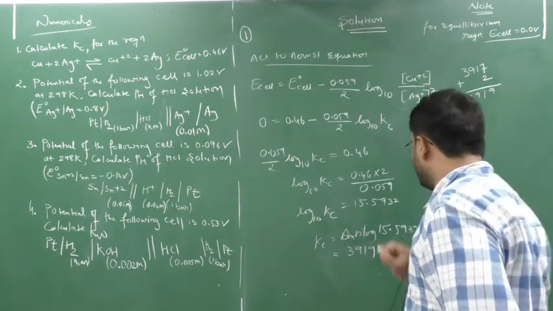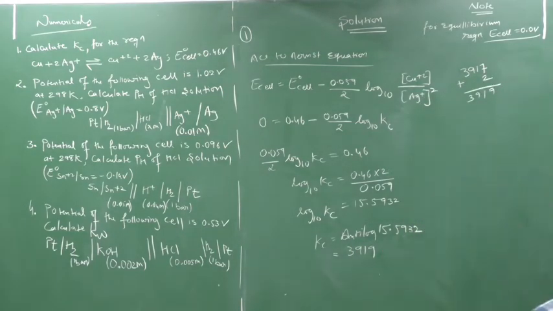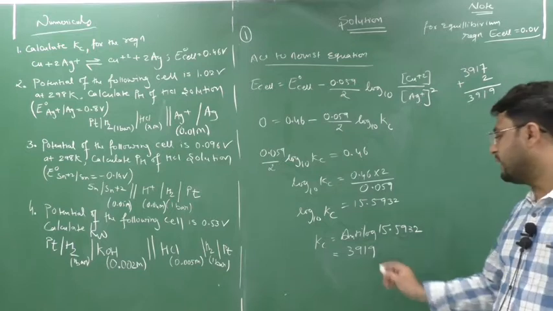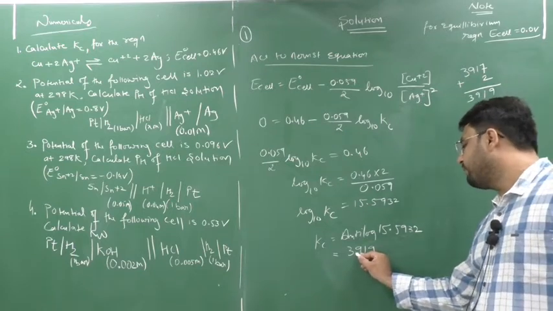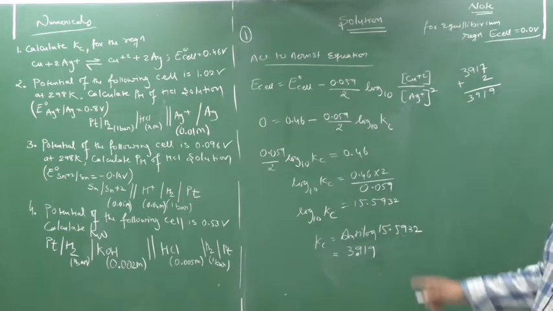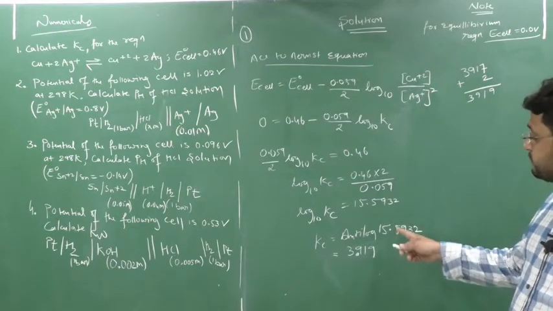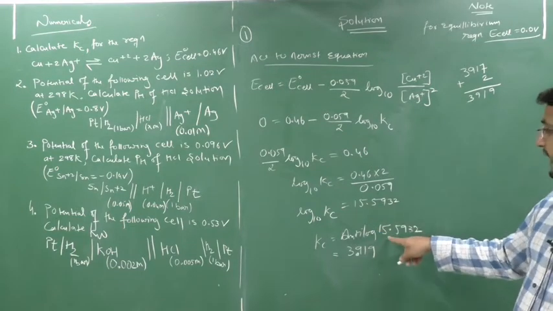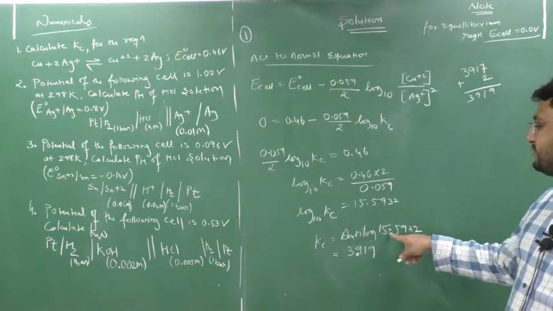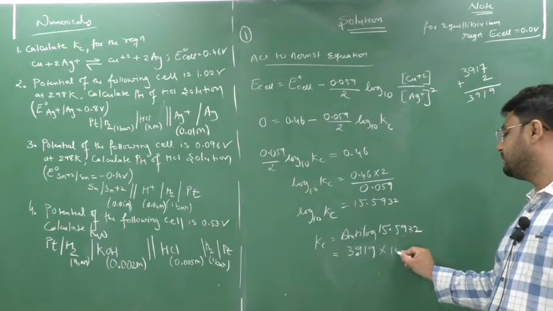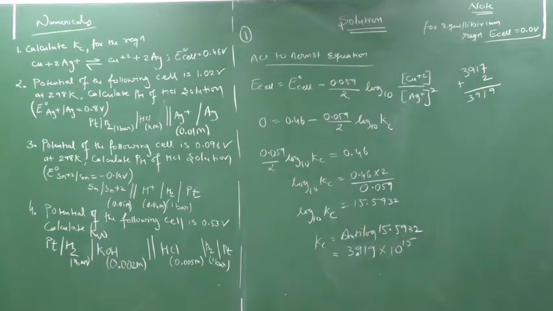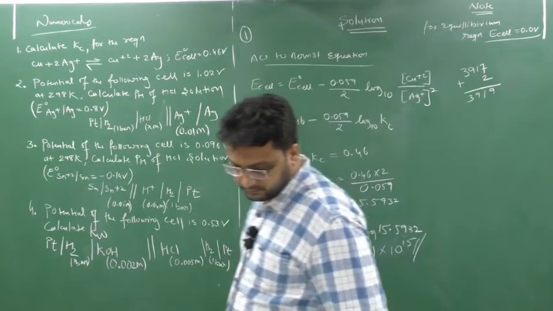Now what to do? Whatever the answer we got, in that answer you keep a point after one digit. And the number which is before the point in the antilog number, that should be taken in the power form, 10 to the power. So this is your actual answer, Kc. Write this down.